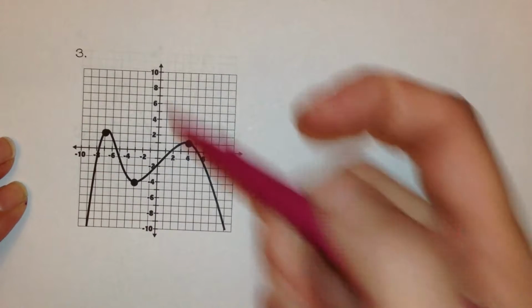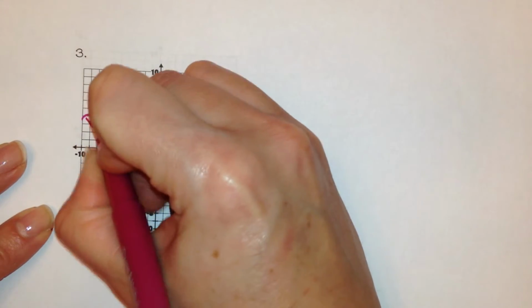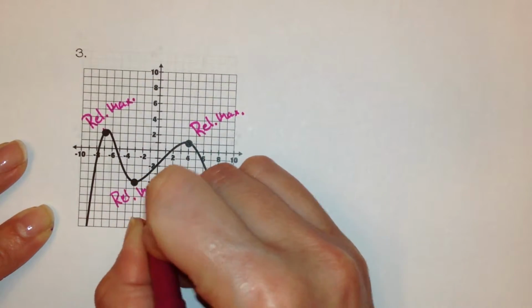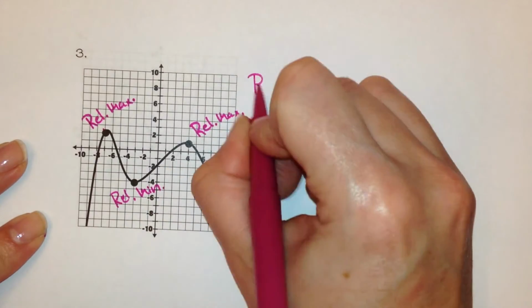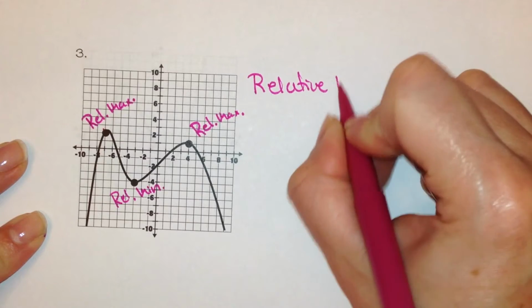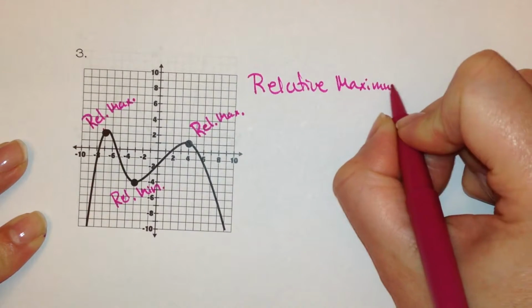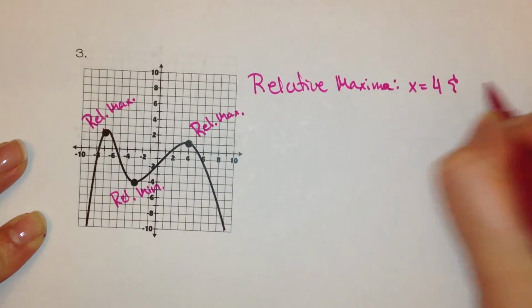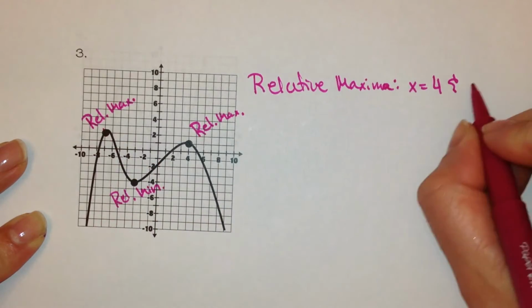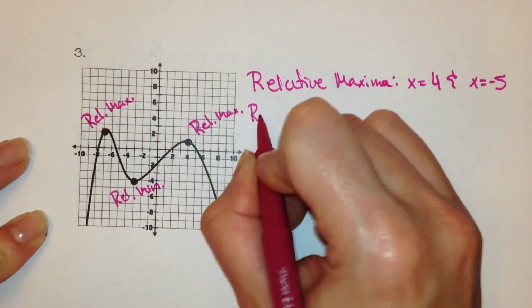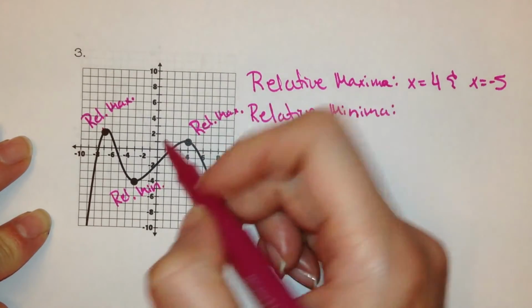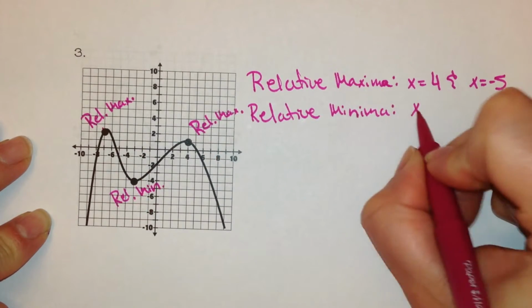All right, so on this one, we have two relative maxima. I'm just going to write it on there. One relative minima. Relative maxima is where x equals 4 and where x equals -5. Relative minima is this low point where x equals -3.